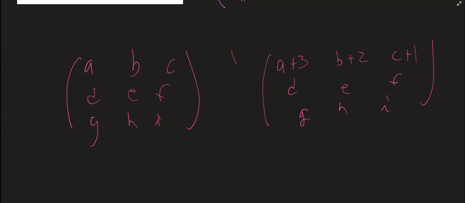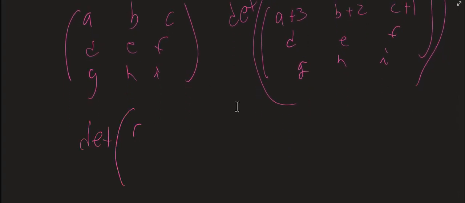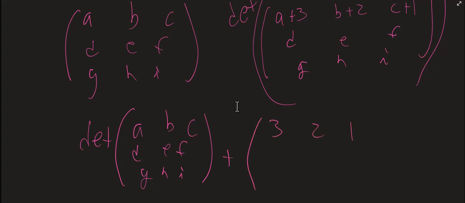Then the determinant of this matrix right here equals the determinant of my original matrix plus the determinant of the matrix that looks like this. So plus the determinant of that. So when you are adding together these determinants, the parts that are the same aren't really going to affect it.